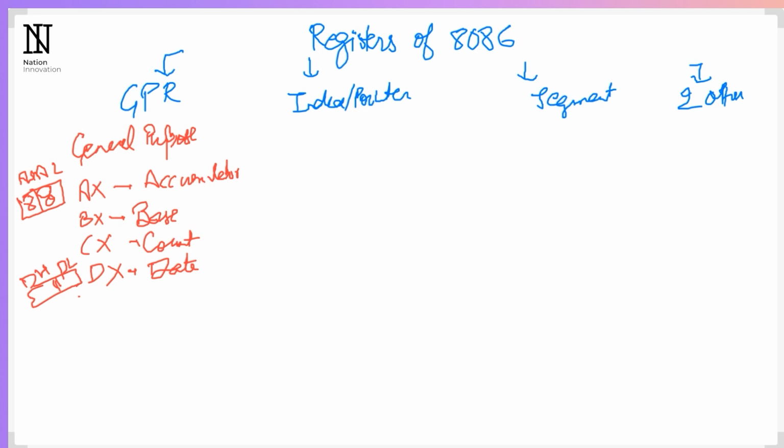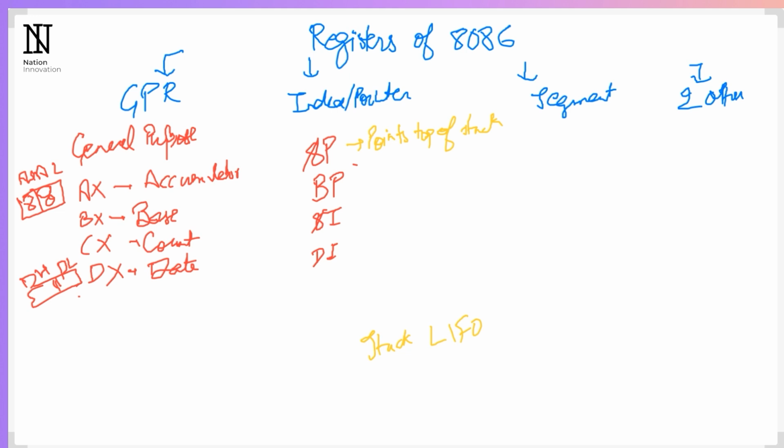Now coming to the index or pointer registers. These are special purpose registers, and these are also four: stack pointer, base pointer, source index, and destination index. The stack pointer points to the top of the stack. It is used to hold the address of the top of the stack. The stack is maintained as a LIFO, last in first out, with its bottom at the start of the stack segment, which is specified by the segment register, as we will see shortly.